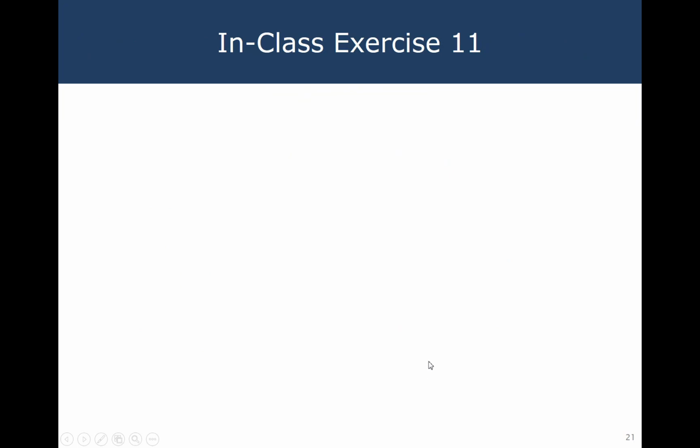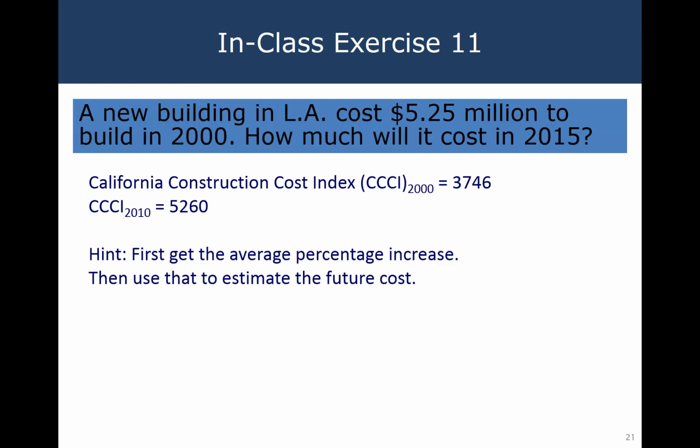Okay, so for the rest of the time, you need to work on the in-class exercise, and this is one example I give to you. The hint is to get the average percentage increase, and then use it to estimate the future cost. When you finish this exercise, please print it out as a PDF file and upload it on Blackboard before the end of this class. Okay, I hope so. And if you can't, please upload it later.